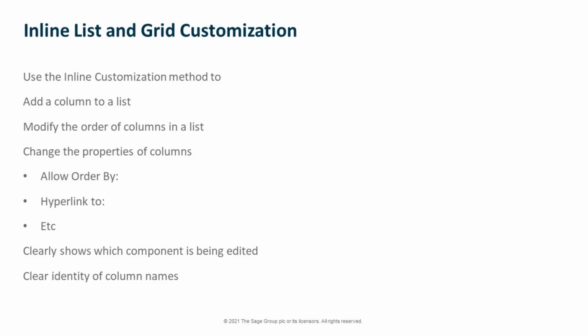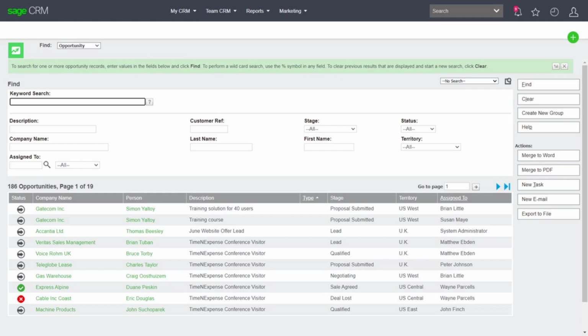And we'll be thinking about things like controlling the allow order by property or show heading property, and we'll look at all of the information that allows us to understand what's being changed. So let's have a look at what we're dealing with here.